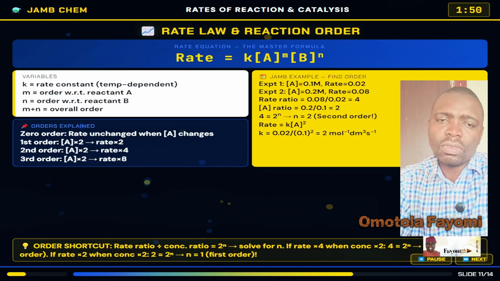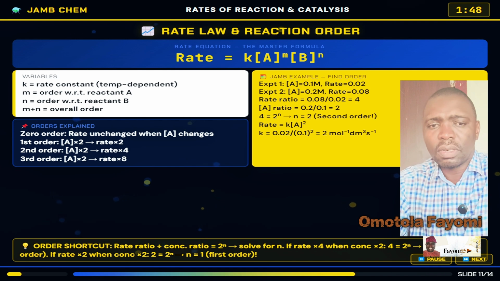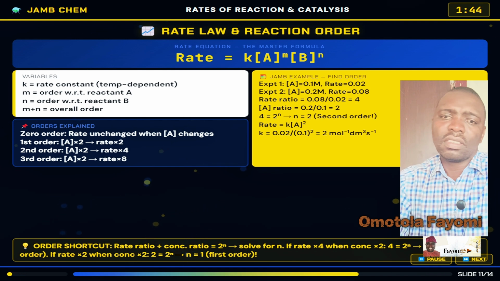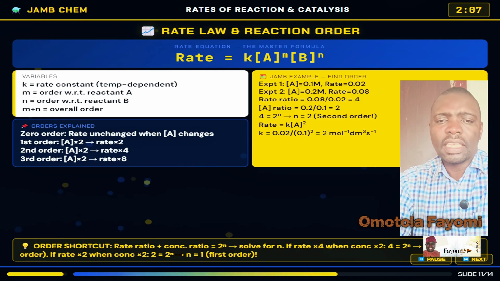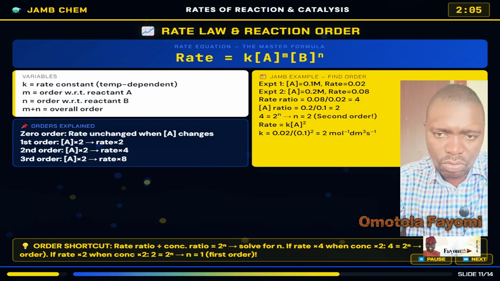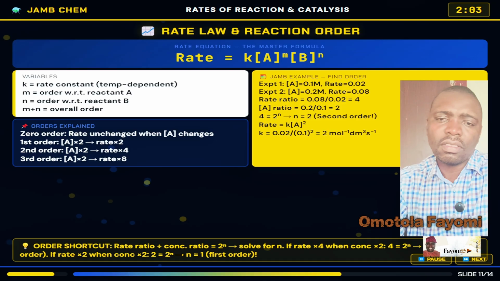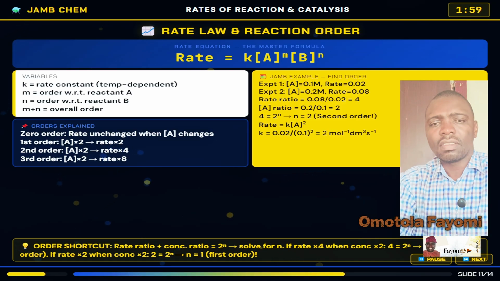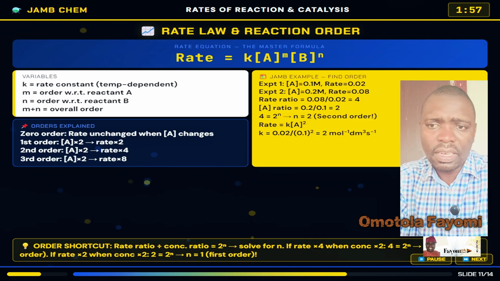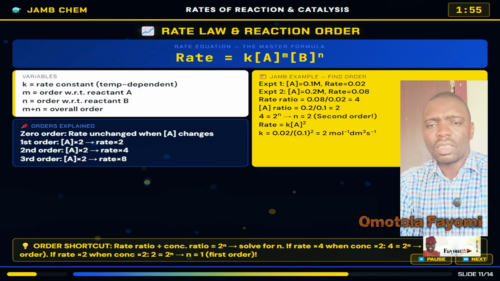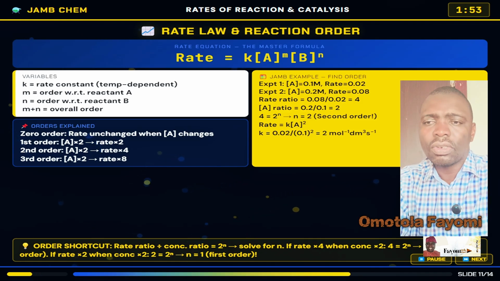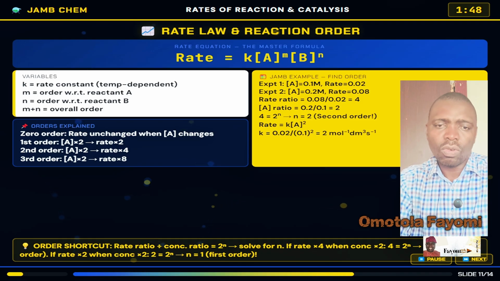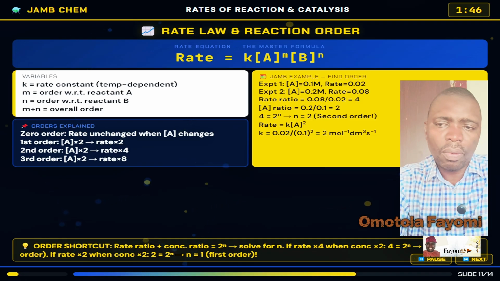Let me walk through the JAMB calculation on screen. There are 2 experiments. When the concentration of A is 0.1 molar, the rate is 0.02. When A doubles to 0.2 molar, the rate becomes 0.08. Rate ratio: 0.08 divided by 0.02 equals 4. Concentration ratio: 0.2 divided by 0.1 equals 2. And 4 equals 2 to the power n.